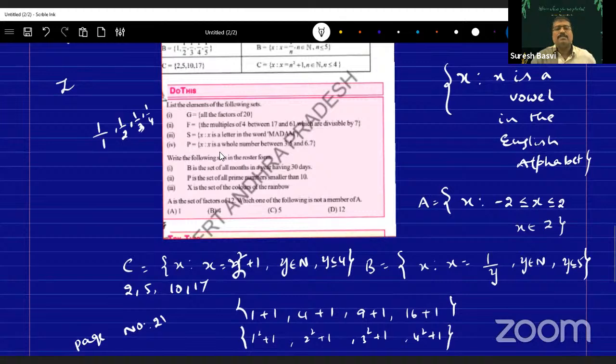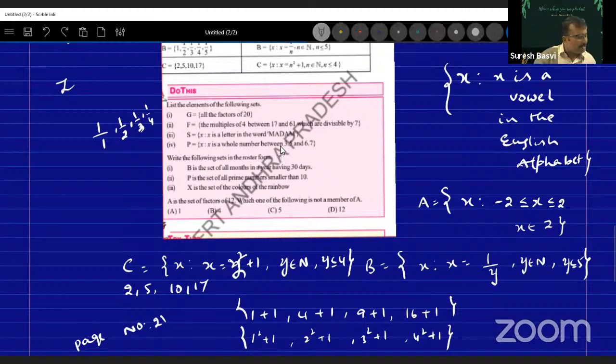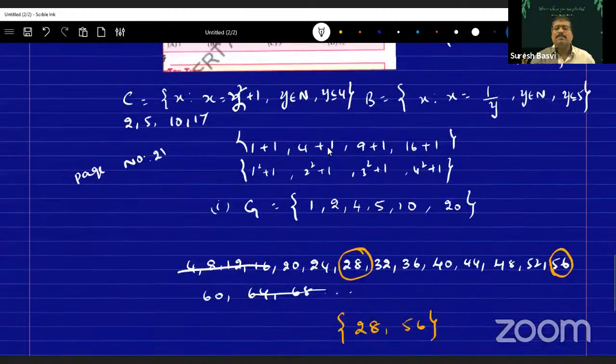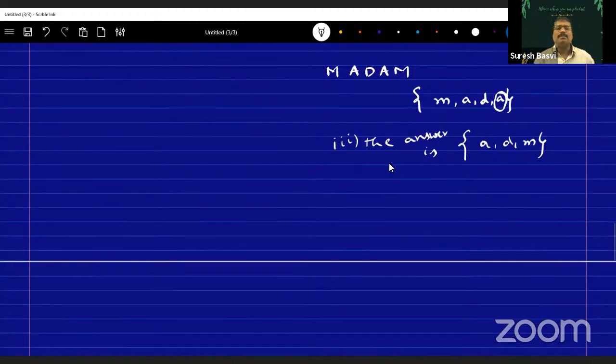Fourth one. X such that X is a whole number between 3.5 and 6.7. Okay, see this. X is a whole number between 3.5 and 6.7. So whole numbers are nothing but starting from 0, like this.